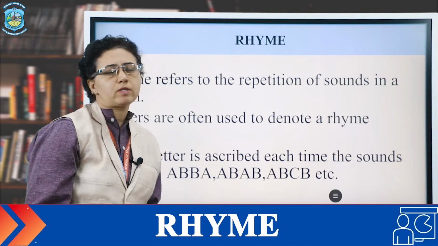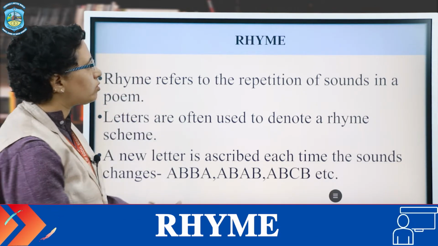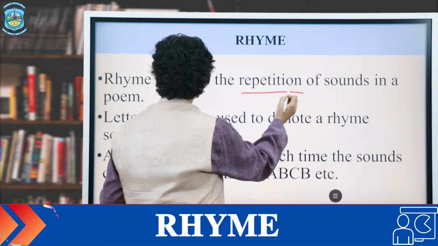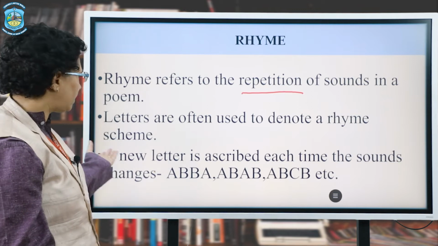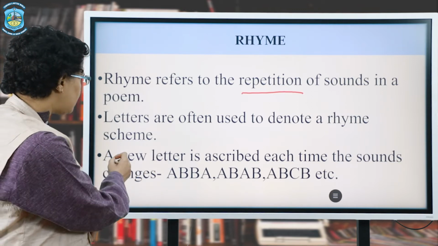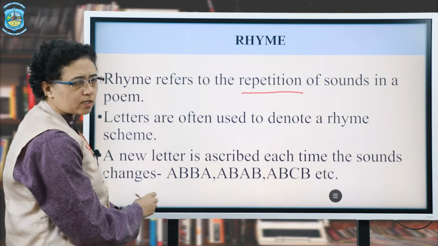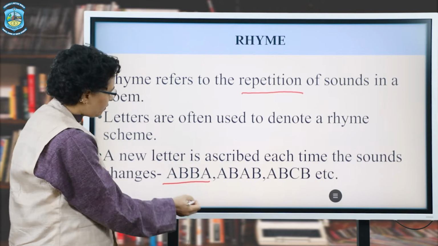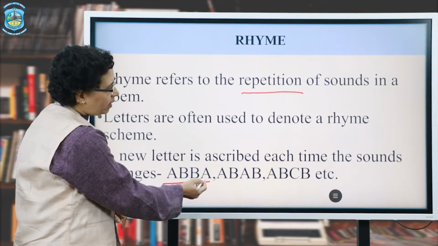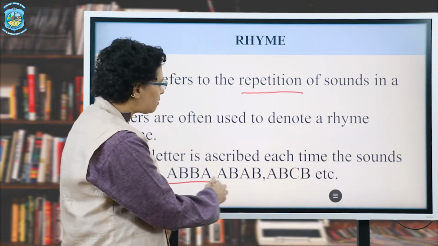Rhyme refers to the second element of poetry. What is rhyme? It refers to the repetition of sounds in a poem. Now letters are often used to denote rhyme. How come? In this manner, a new letter is ascribed each time the sound changes. We are taking examples of the rhyme scheme: A, B, B, A, A, B, A, B, A, B, C, B, etc. What does this mean?